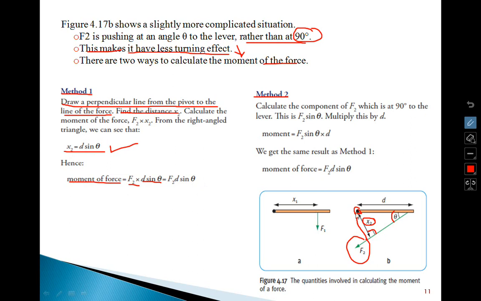This one is very easy. First, draw the line from the pivot to the force, which makes an angle of 90 degrees. Then find the distance x2, which is equal to d sine theta. Then find the moment of the force, which is F2 times x2. So the final result is F2 d sine theta.